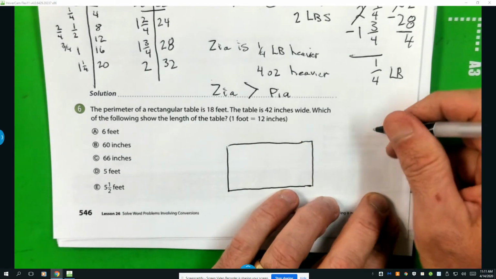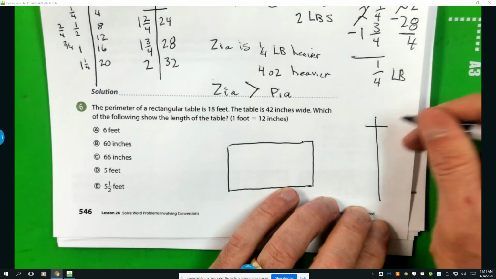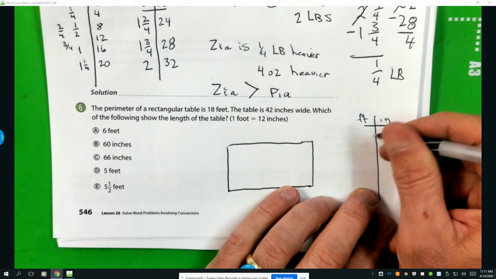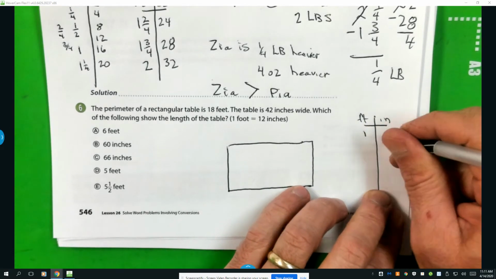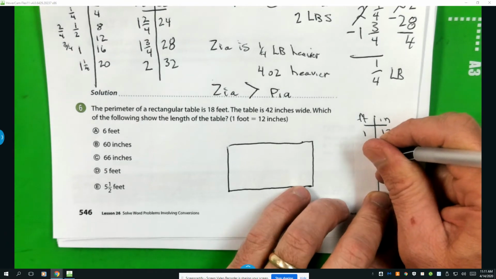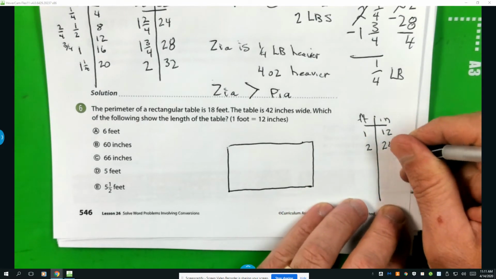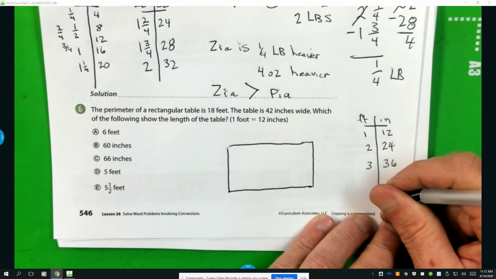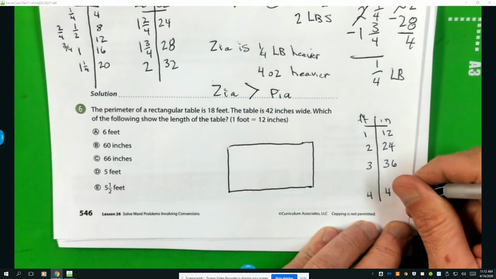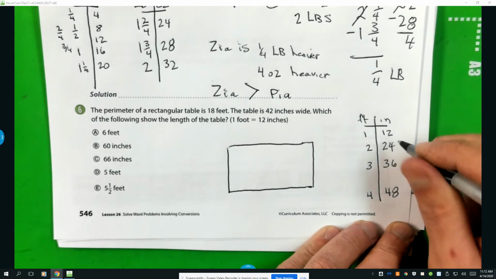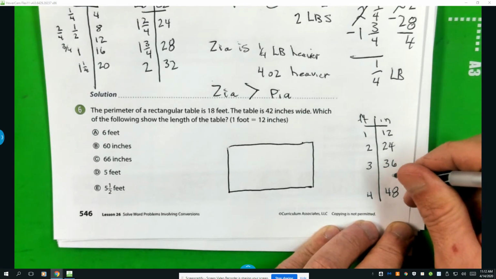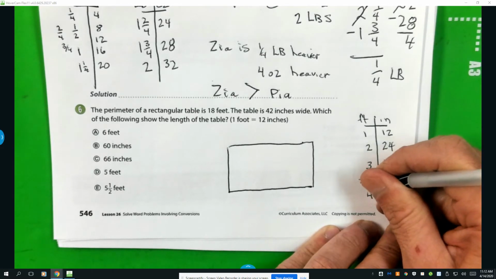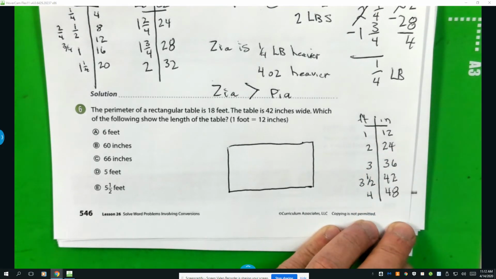Okay, so if we went to feet and inches, we know that 1 foot is 12 inches. 2 feet, 24 inches. 3 feet, 36 inches. Okay, 4 feet is 48 inches. So we are looking for 42 inches wide. And that is 6 inches from here, 6 inches from there. So that's going to be 3 1/2 feet.